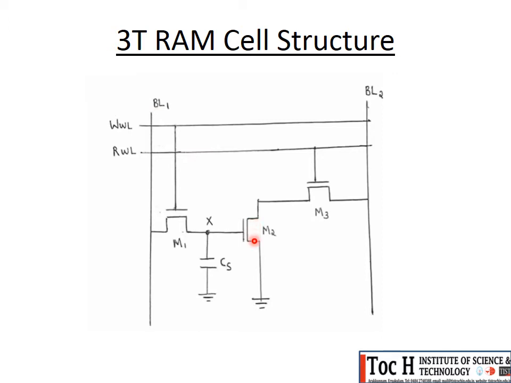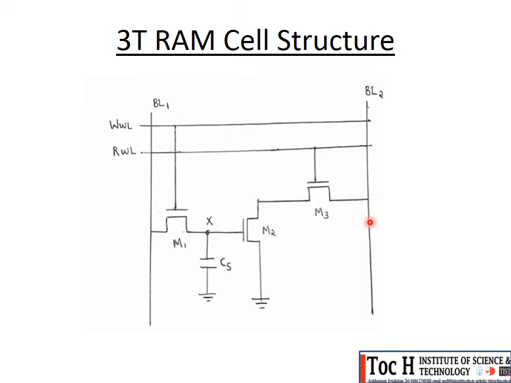So this VDD will get a path to the ground through M3 and M2, and the value of BL2 goes to 0. So if 1 is the stored value, then BL2 will drop from VDD to 0. If the stored value is 0, then what happens? M2 will be off, so only M3 is turned on. So the pre-charged value of BL2 will be retained as VDD itself.